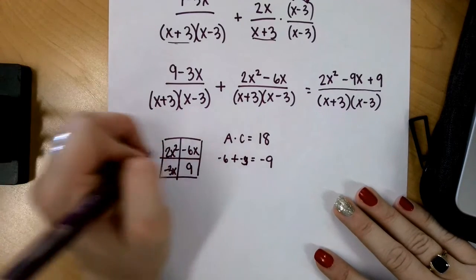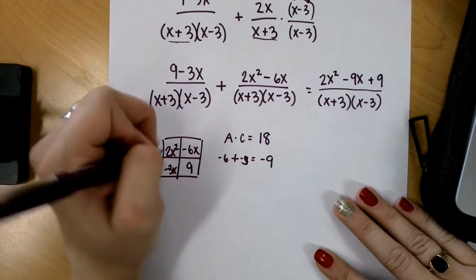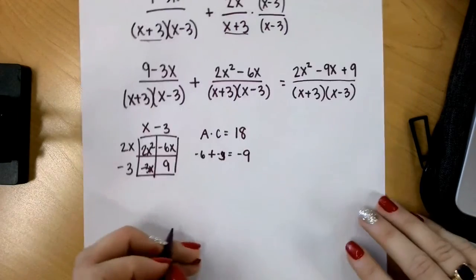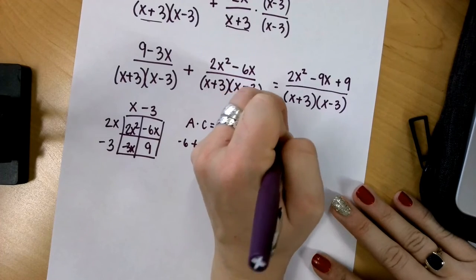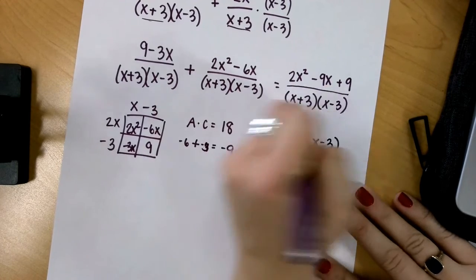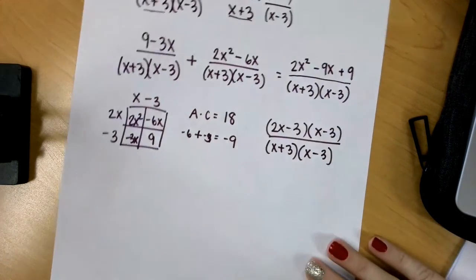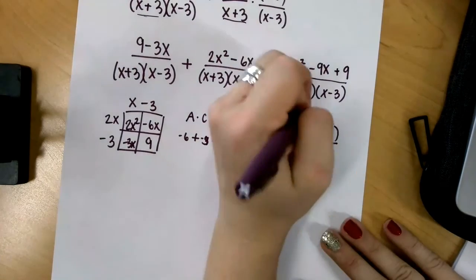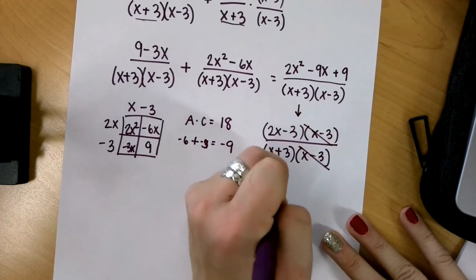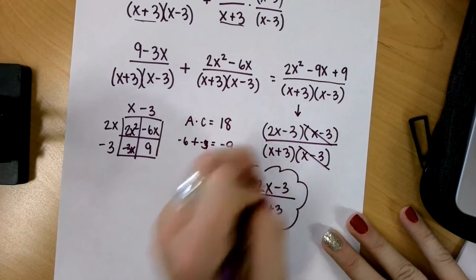Looking for GCFs again. So I've got 2x here, got a minus 3 here. I've got an x here and a minus 3 here as well. So my new equation is 2x minus 3 times x minus 3, all over x plus 3 times x minus 3. So again, what do we have in common? We have x minus 3's. So my final answer is 2x minus 3 over x plus 3. And that's my final answer.